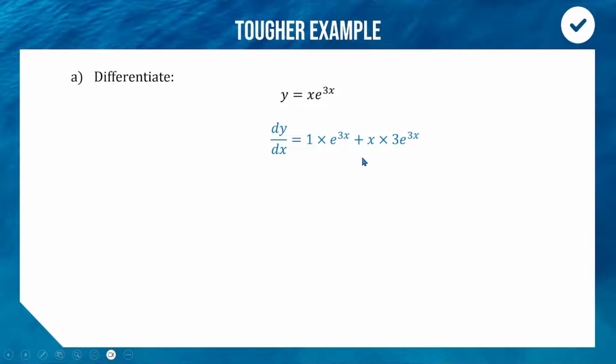Okay, there's the calculus. Let's simplify it. Let's just write e to the 3x plus 3x e to the 3x. And now question B actually gets a bit easier if you factorize your answer.